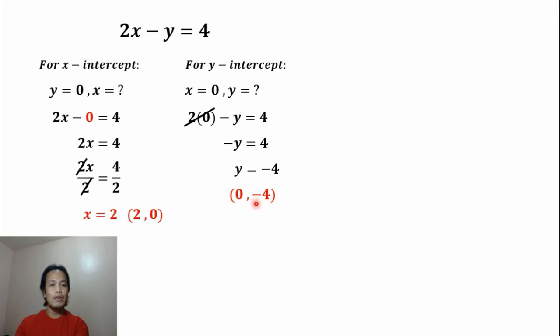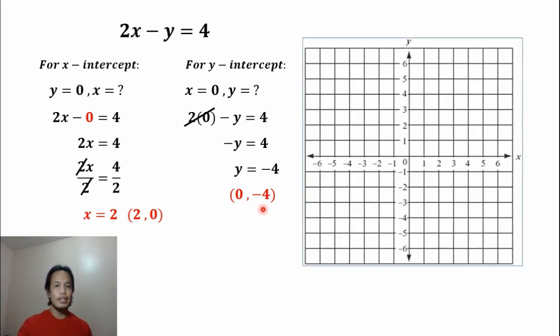So this point now is what we call the y-intercept. So this time, we already have the x-intercept and the y-intercept. Our x-intercept is 2, 0, and our y-intercept is 0, negative 4. So we need to plot these points now in the Cartesian plane. For example, this is our Cartesian plane. So we plot these points in the Cartesian plane.